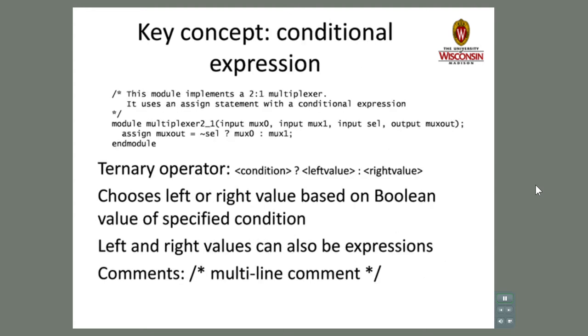Conditional expressions are a powerful mechanism for implementing conditional operations in Verilog. They are implemented with a ternary operator. Ternary means that it takes 3 arguments, which has a first argument that specifies a Boolean condition, followed by a question mark, followed by a left and right value separated by a colon. The conditional expression will assign either the left or the right value to the left-hand side, depending on the value of the condition. This example implements a 2-to-1 multiplexer, where the SEL input determines which of the 2 MUX inputs, MUX 0 or MUX 1, is routed to the MUX output.